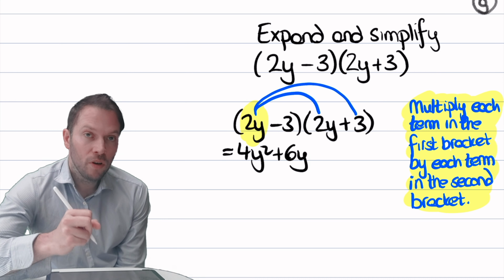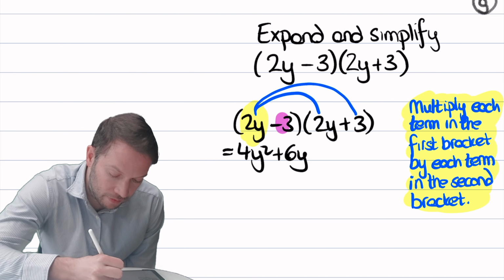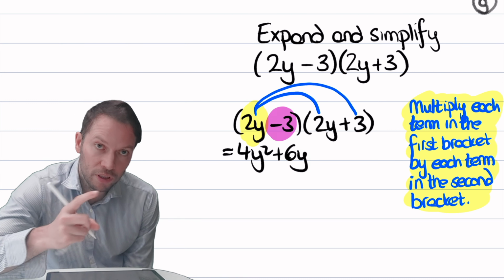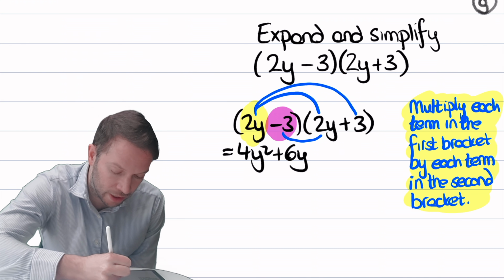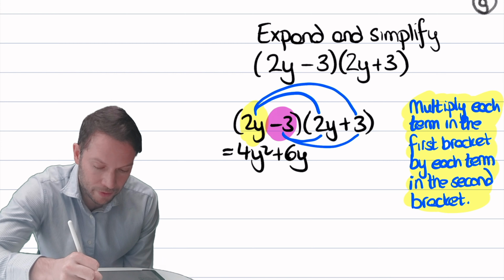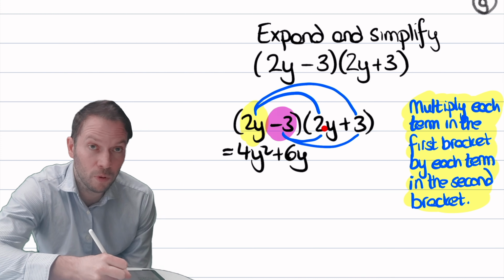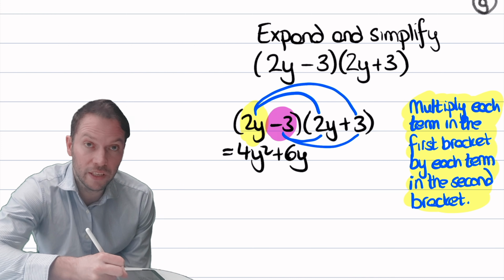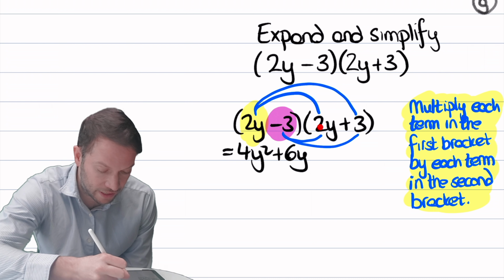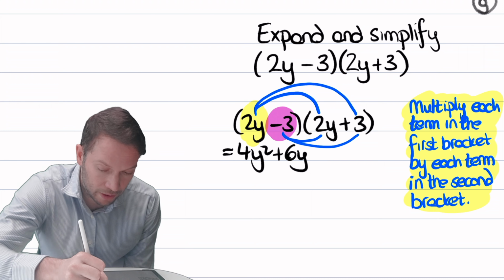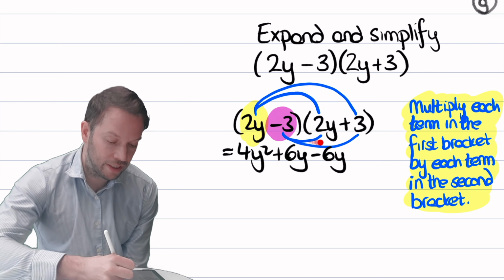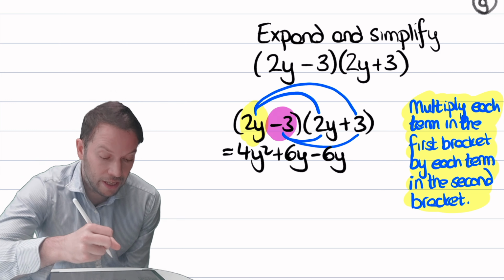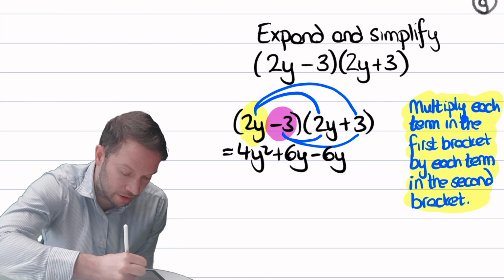And now we do the second thing in the first bracket multiplied by each thing in the other bracket. So we do the minus 3 times the 2y and the minus 3 times the 3. Minus 3 times 2y: negative times positive is negative, so you get minus 6y. And then negative 3 times positive 3 is negative 9, so you have minus 9.